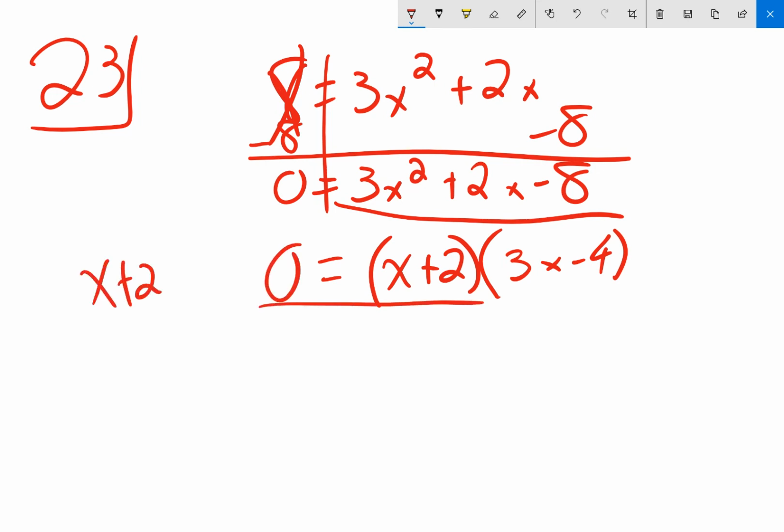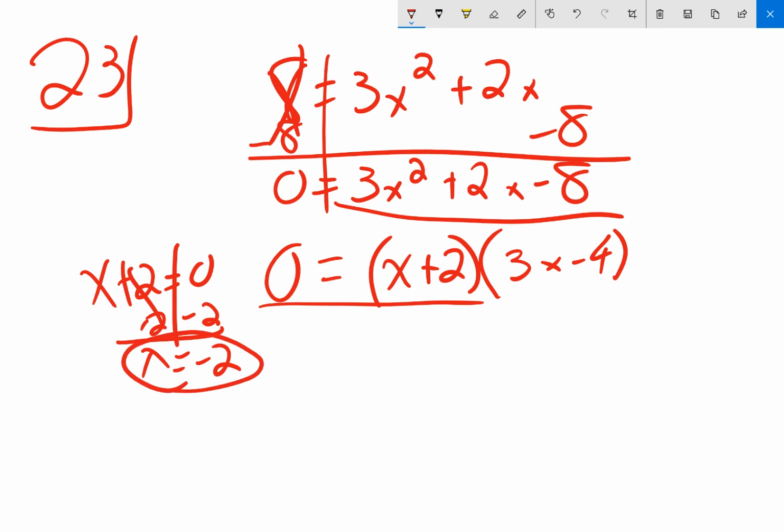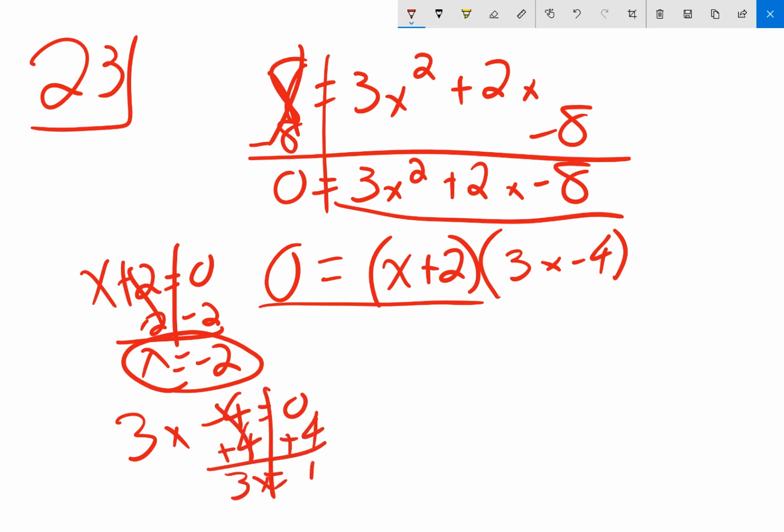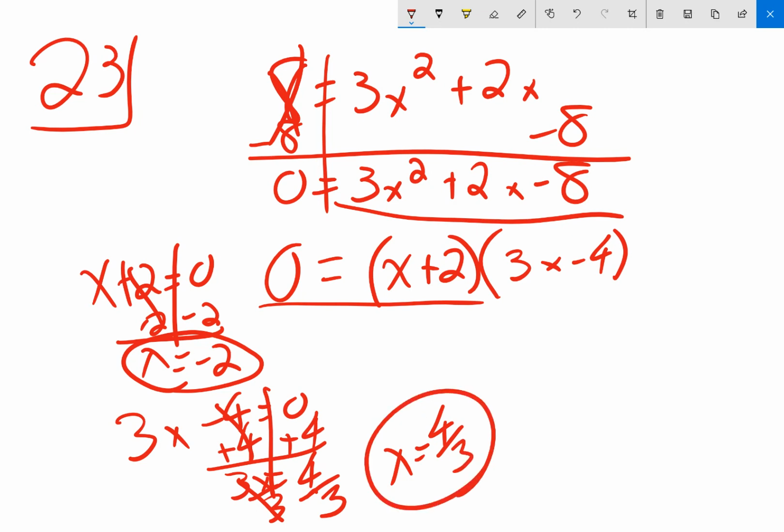If you have x plus 2 equal to 0, then that means x is equal to negative 2. And if you have 3x minus 4 equal to 0, then that means, divided by 3, we get x equal to 4/3. So I have two answers, negative 2 and 4/3. But I need to plug these in to make sure that they work. So we're going to remember these numbers, negative 2 and 4/3.